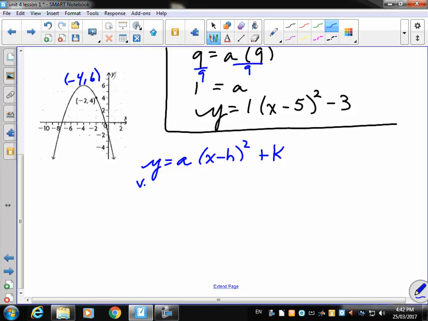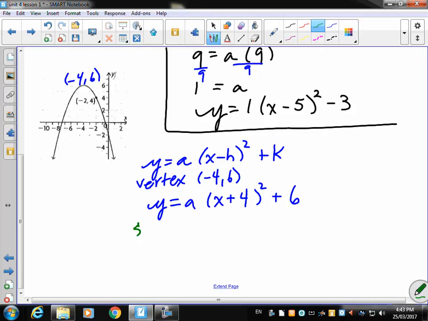So if we know the vertex is negative 4, 6, I can put those two numbers in for h and k. If I want to have a vertex that's to the left 4, I'm going to do x plus 4 squared. And then the vertical shift is always, as you would think, plus 6. Secondly, I want to find that A value, so I'm going to substitute a point that I know, and the only one I'm sure about is negative 2, 4.